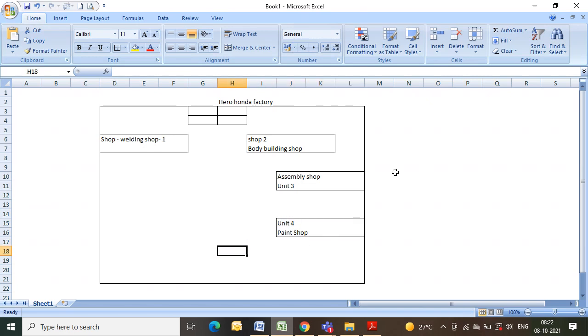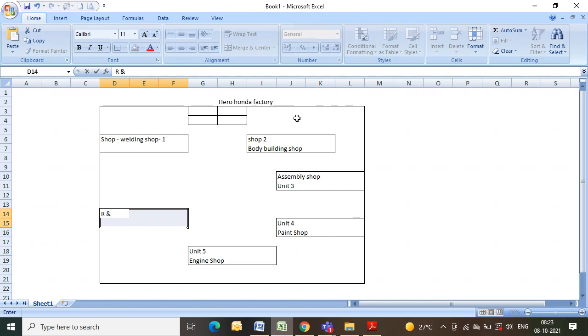Then fifth is your engine shop, where the engines are fitted. Five is the engine shop, where the body is completed and the engine is fitted. Then next is your R&D shop, where your testing happens. Your motorcycles are tested to see whether every part is working or not.